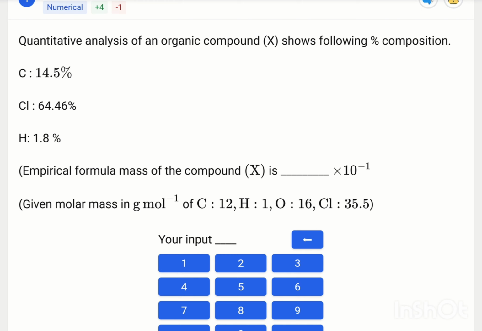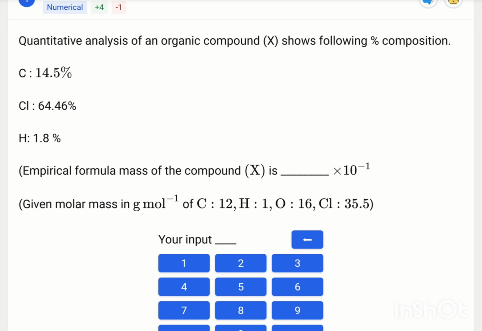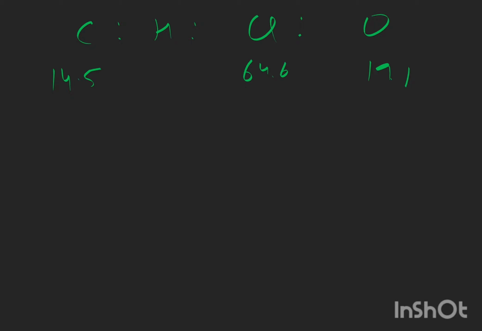Now from the question, carbon is 14.5, chlorine is 64.6, oxygen is 19.1. What is the percentage of hydrogen? It is 1.8. Okay, now we will solve. Carbon, hydrogen, chlorine, oxygen: divide by 12, by 1, by 35.5, by 16. So 14.5 upon 12, approximately 15 upon 12, will be equal to 1.2. Approximately, it is my rough value.